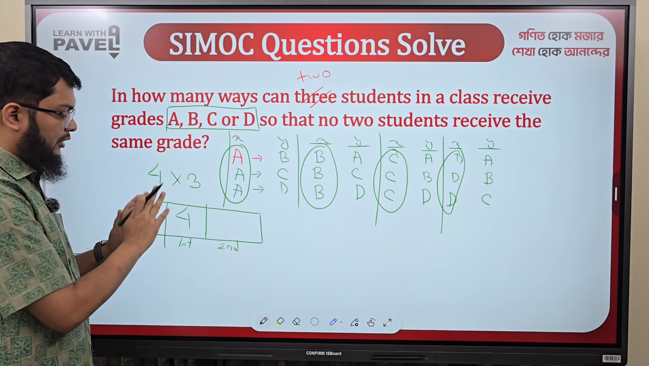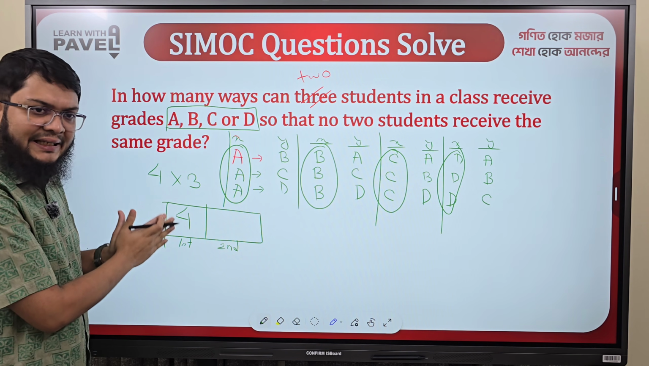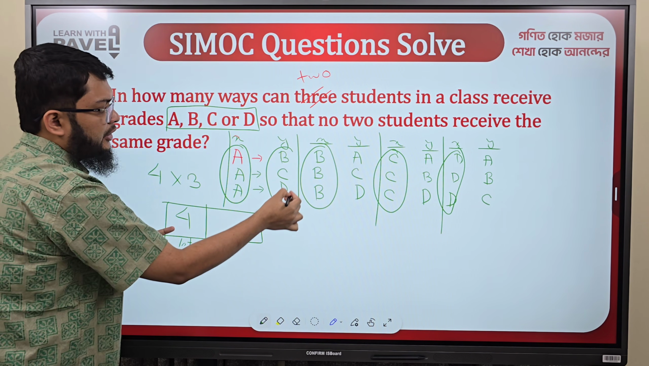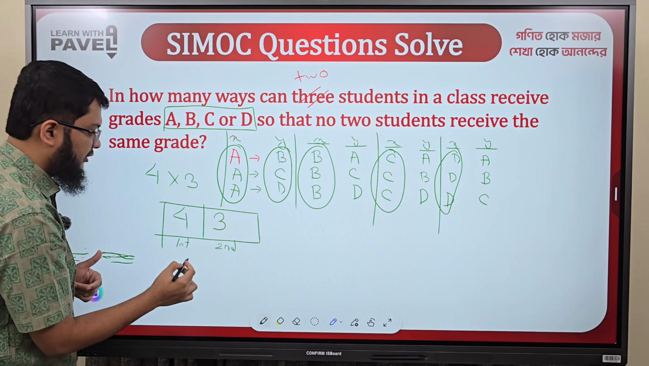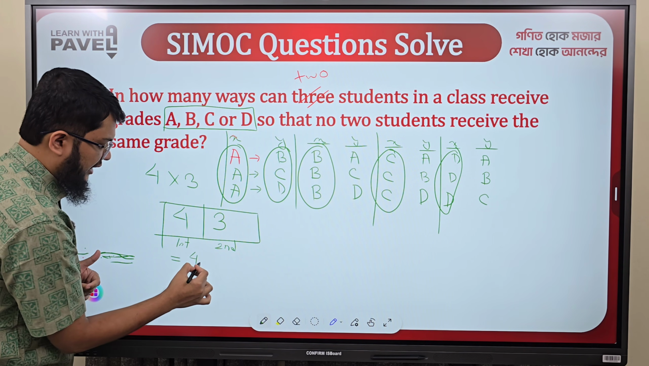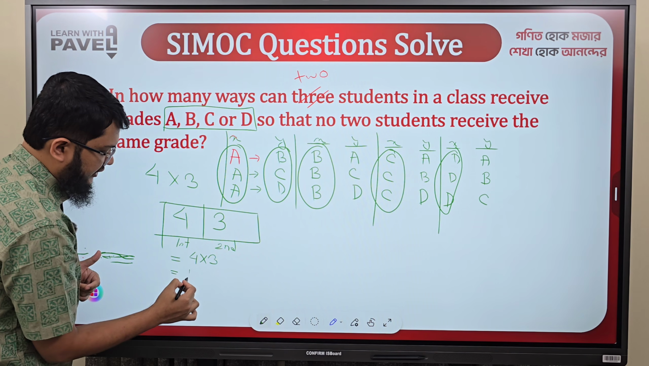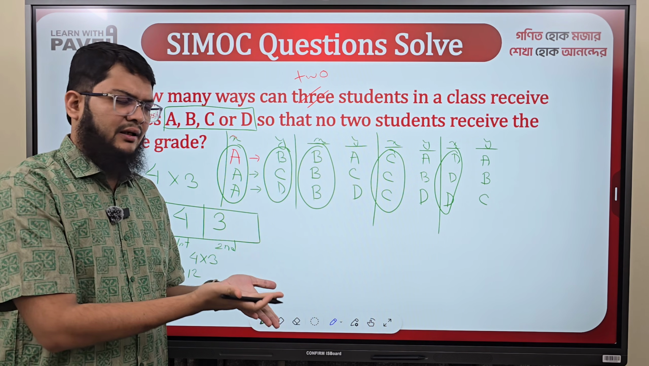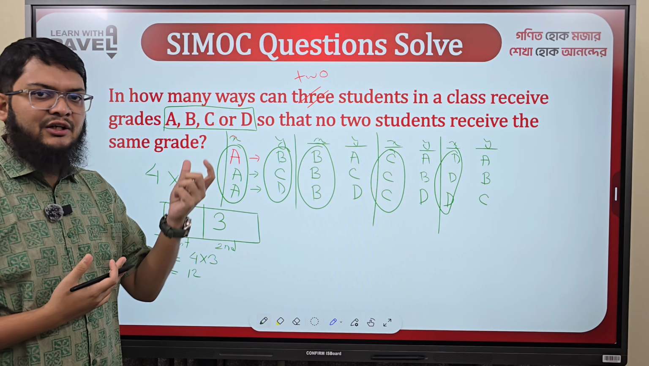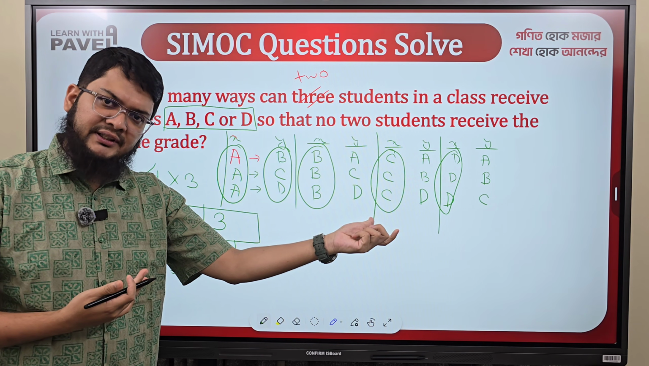4 options. And whatever the option for A is, every time you see 3 options for the second student. So you multiply it by 3. So what do you get? 4 times 3, that is 12.